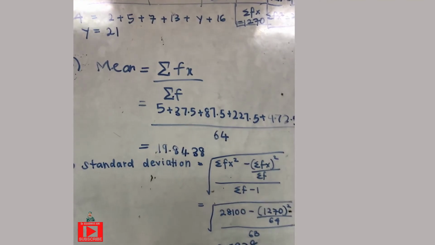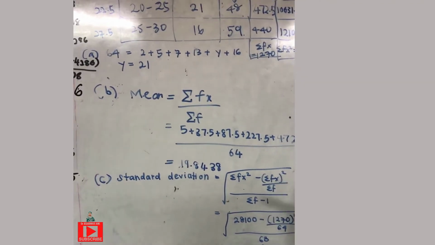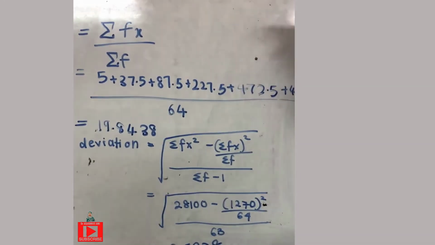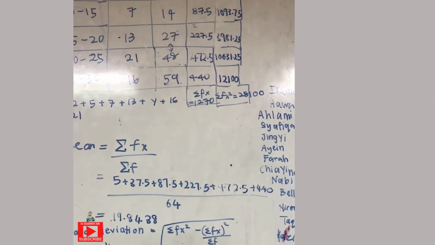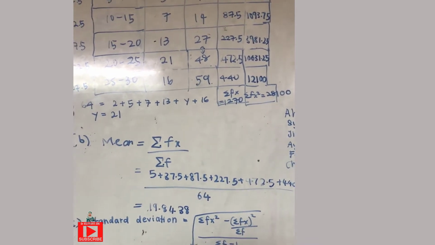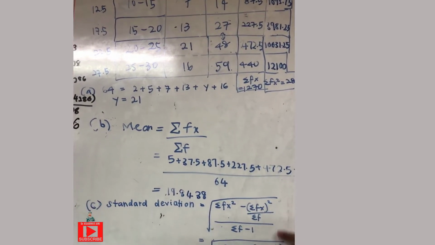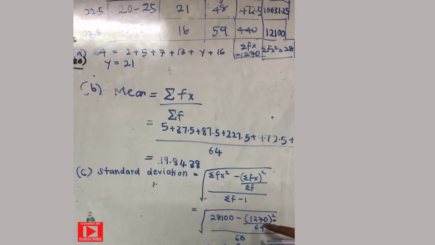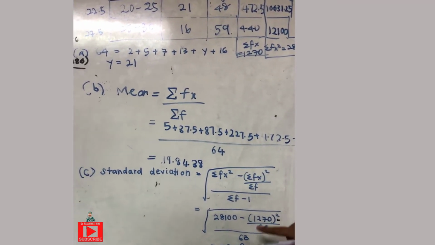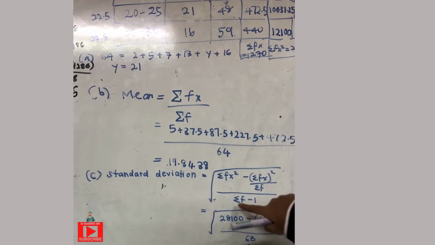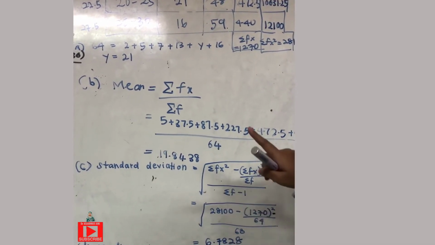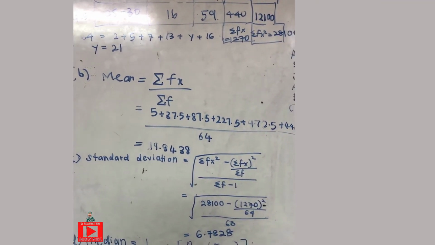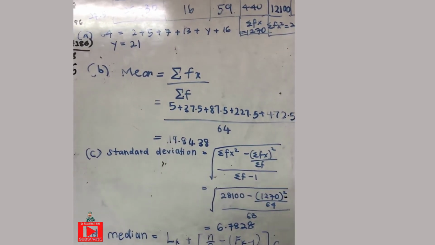So C, standard deviation. This is the formula of standard deviation. So we just substitute what we have calculated earlier, that is total fx squared minus total fx all squared over total frequency, all over total f minus 1, that's 63. So we got the answer for the standard deviation.